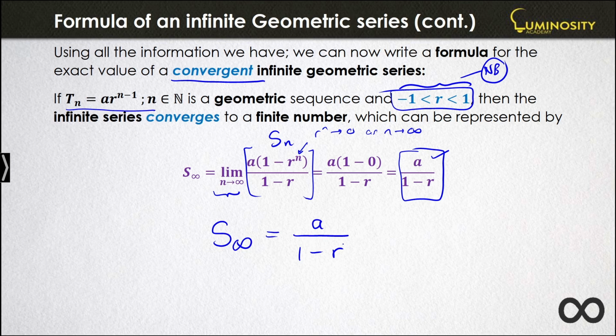So to work out what the finite value will be for an infinite geometric series if it meets the convergence criteria, it is simply the first term a divided by 1 minus the common ratio. And that is the infinite geometric series formula.